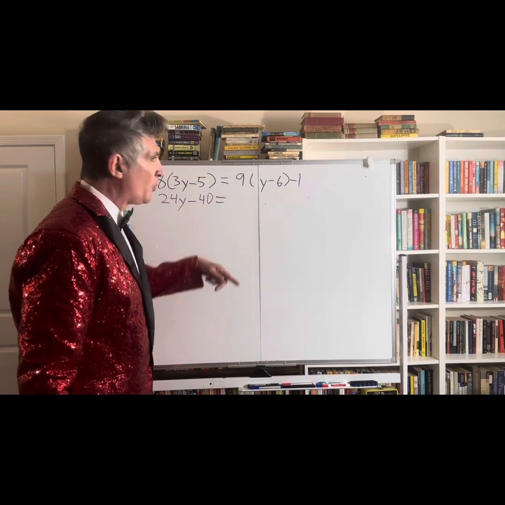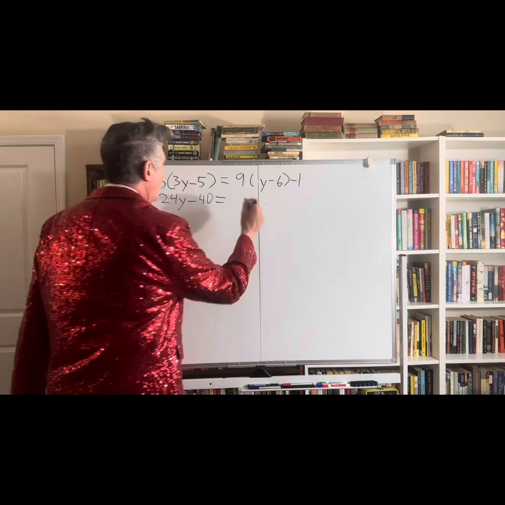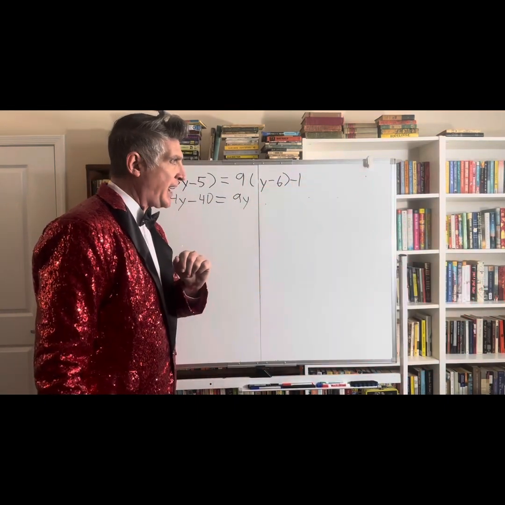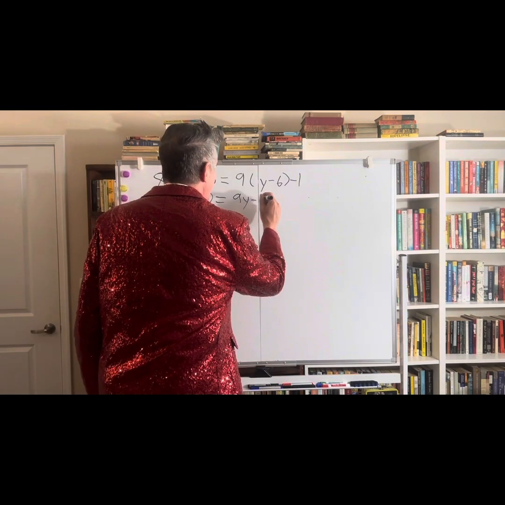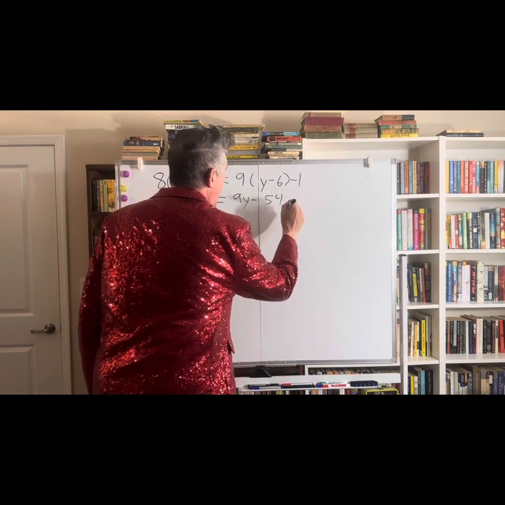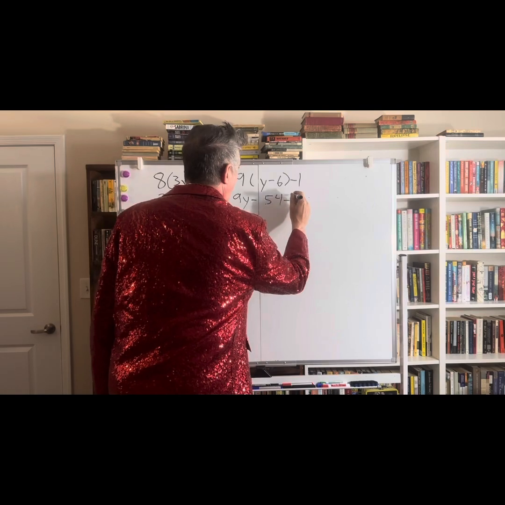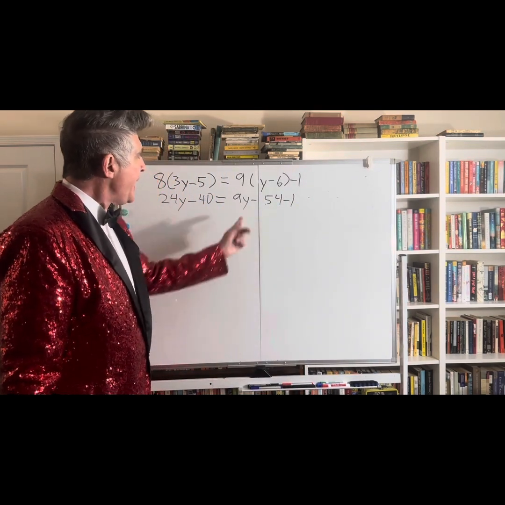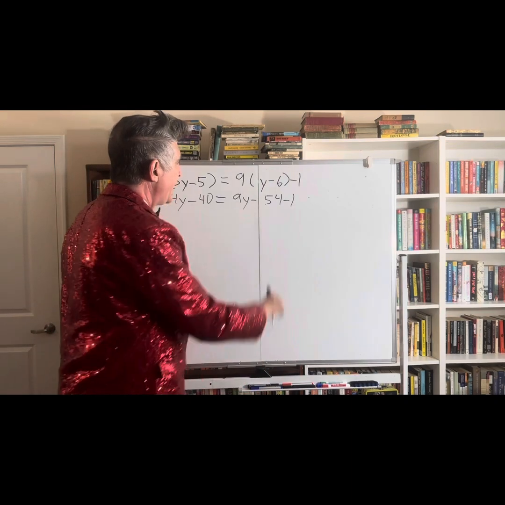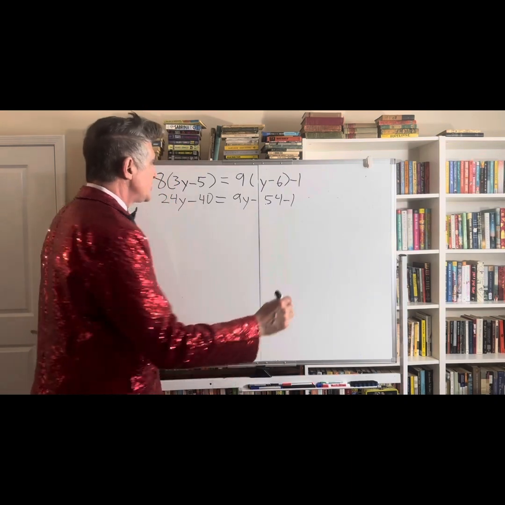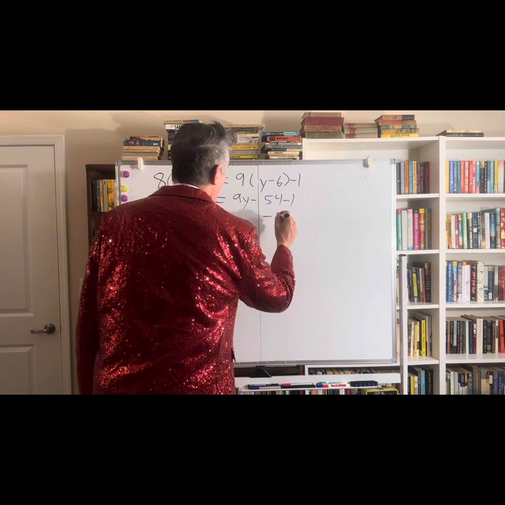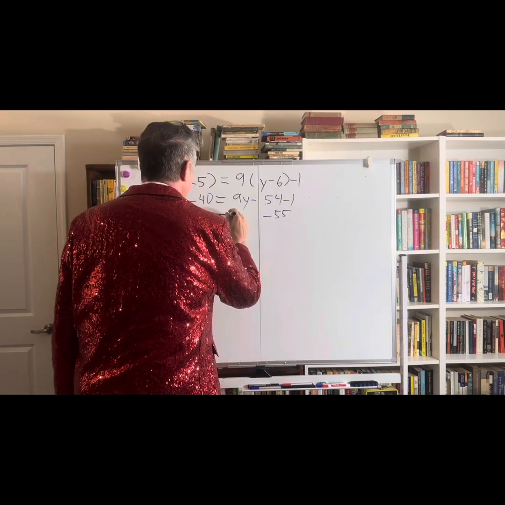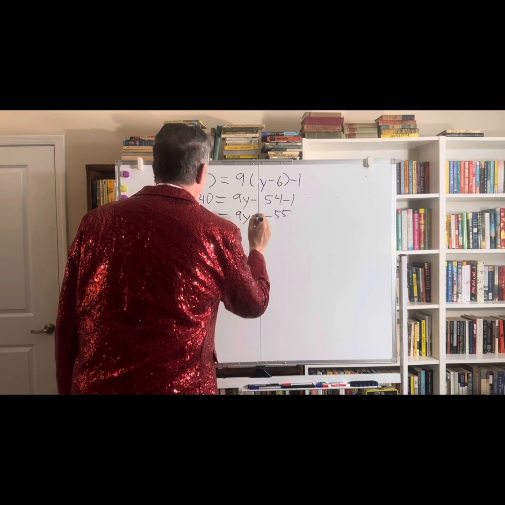Alrighty, now let's see if we can do the same thing over here. We've got 9 times y, which gives us 9y. Excellent. 9 times a negative 6 gives us negative 54, minus 1. Let's go ahead and solve that real quick. Negative 54 minus negative 1 gives us a negative 55. And I'm going to bring down everything else so we can see what we're working with.